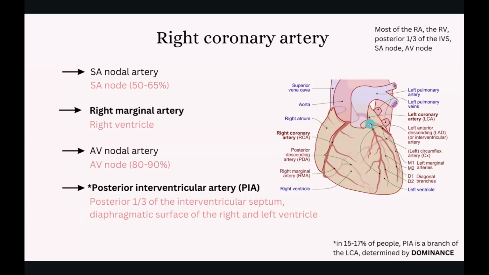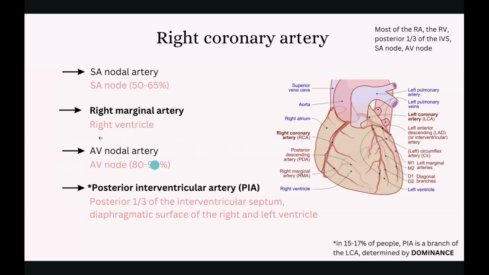So it would be easy for the left coronary to supply a branch to the SA node as well. Next, you have the right marginal artery. When the right coronary comes off of the aorta, it courses down here, and then the branch that it gives off first anteriorly is the right marginal artery. Now, the right marginal artery supplies the right ventricle. So this is the area of the right ventricle, and this is where the right marginal artery would supply.